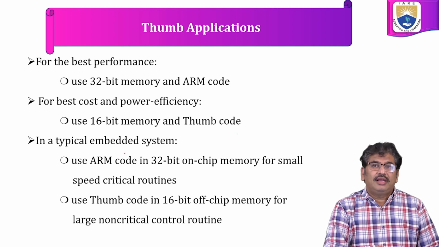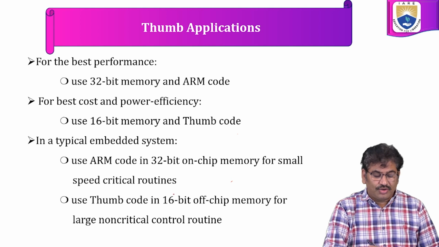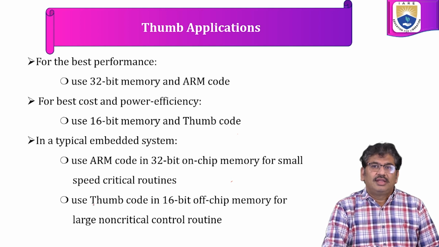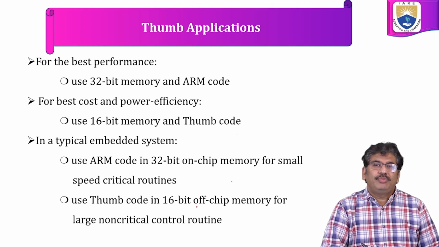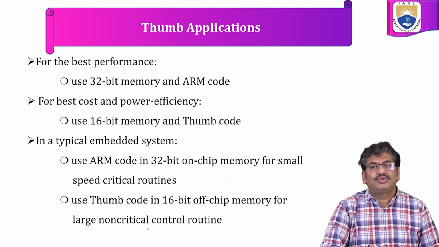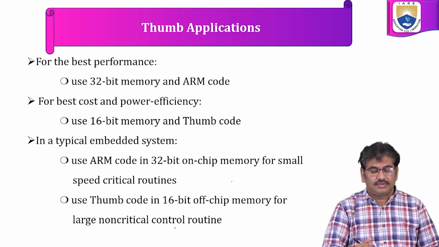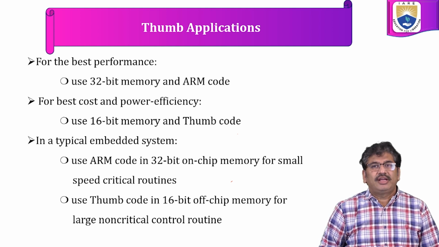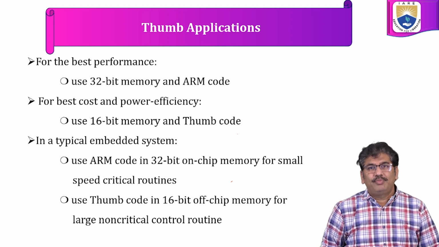In a typical embedded system, use ARM code in 32-bit on-chip memory for small speed critical routines, whereas Thumb code in 16-bit off-chip memory for large non-critical control routines. These are the various applications for which we can use ARM processors in Thumb mode as well as ARM mode.